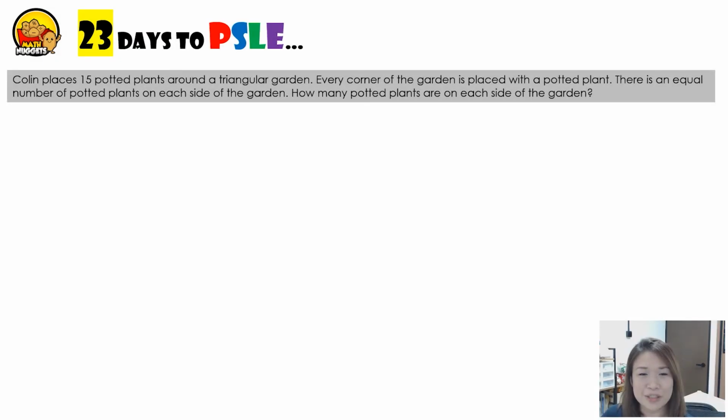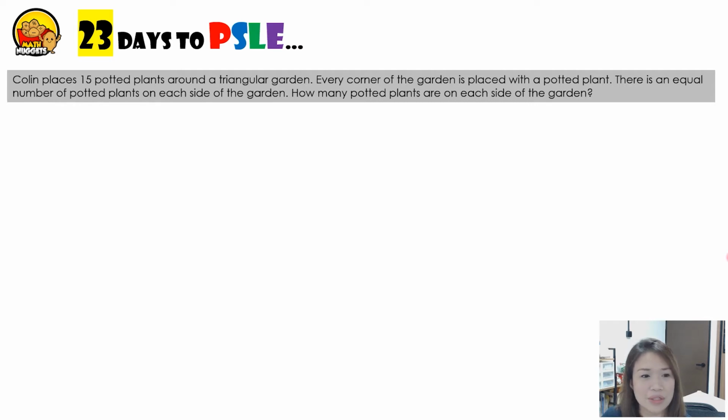Hi! So today we count down 23 days to PSLE. Let's read today's question. Colin places 15 potted plants around a triangular garden. Every corner of the garden is placed with a potted plant. There is an equal number of potted plants on each side of the garden. How many potted plants are on each side?